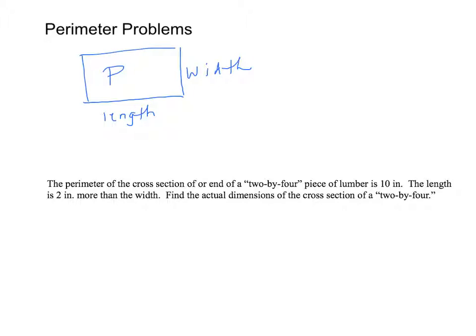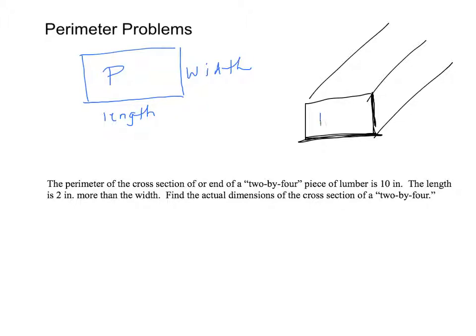So let's take a look at the example that we have. It says the perimeter of the cross-section or end of a 2x4 piece of lumber is 10 inches. So basically what this is saying is that a 2x4 piece of lumber is not actually 2x4. This is not actually 2 inches, and this is not actually 4 inches. It's actually a little bit off. Okay, so we want to find the true dimensions. Well, I know that the perimeter is 10 inches.